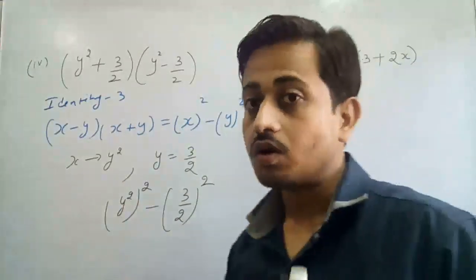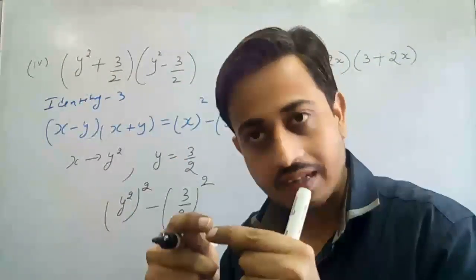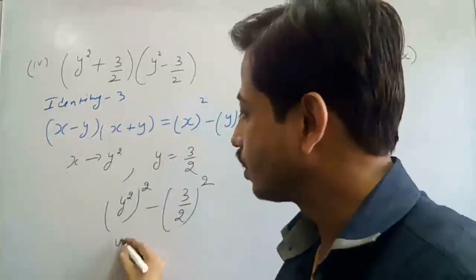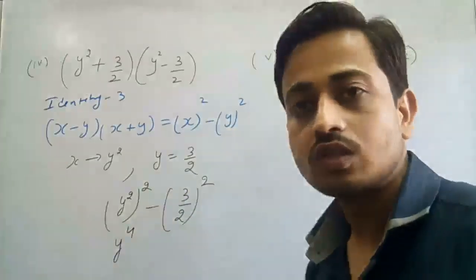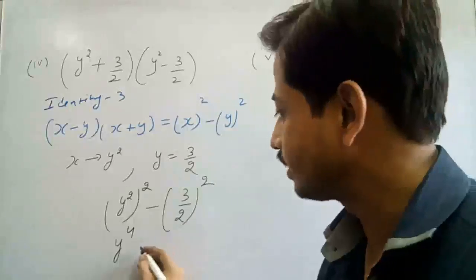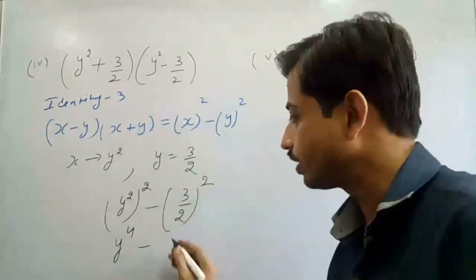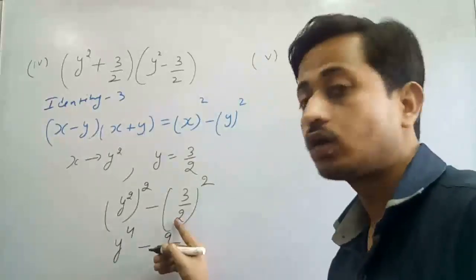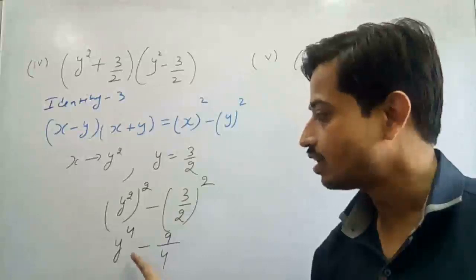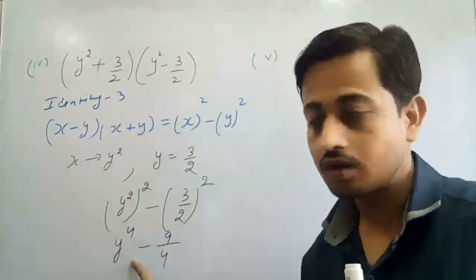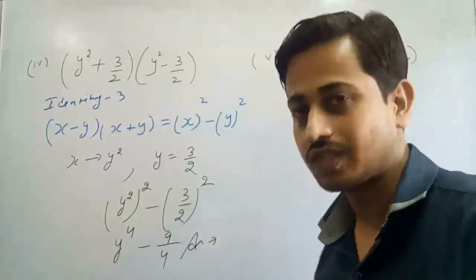So you know the multiplication of power into power will be multiplied, so we get 2 into 2, 4. y raised to the power 4 minus, now this is square, 3 into 3 we get 9 and 2 into 2 we get 4. So the answer is y raised to the power 4 minus 9 by 4. This is the answer. It's very simple.